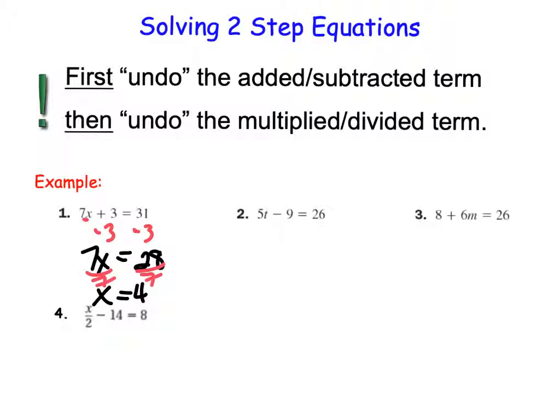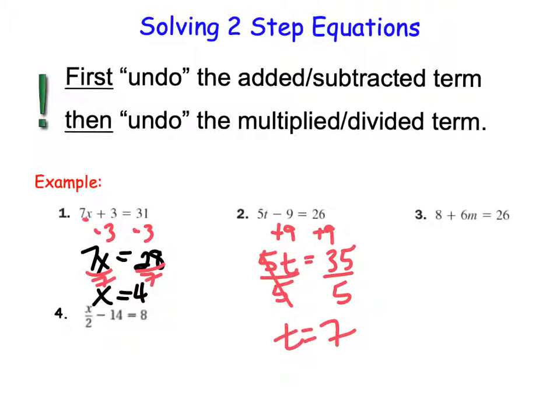Looking at number 2, I have a multiplication going on and a subtraction. You always undo the term that is being added or subtracted first, so I'm going to add 9 to both sides to undo that, leaving me with 5t equals 35. And now you can simplify that, or solve that I should say, by dividing out the 5, undoing that multiplication, leaving you with 7.